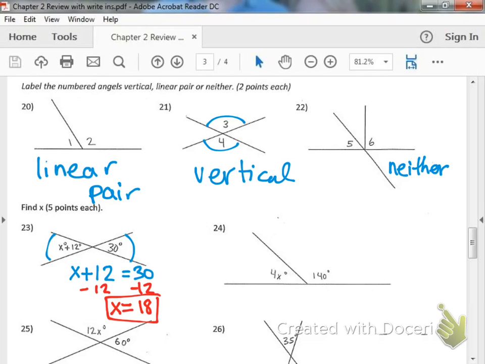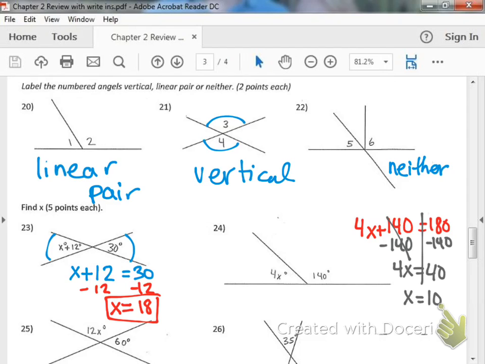All right, number 24. Vertical angles, linear pair. What do you think? Okay, so that would be 180. Yeah, they're a linear pair, so you can add them together to equal 180. And then you solve this equation. So then you subtract 40. You subtract 140. So you get 4x equals 40. Yeah, and then you divide it and you get 10. So x equals 10. Great. All right, I'm going to give us some extra room by scrolling down, so let me know when you guys are good on those.